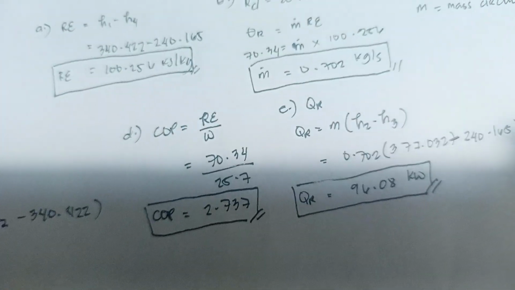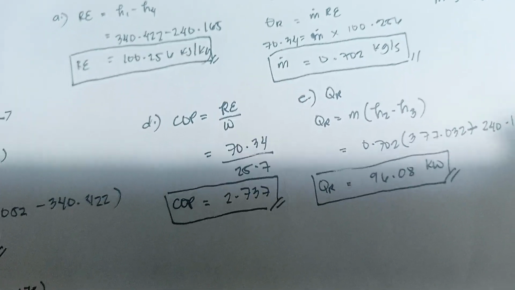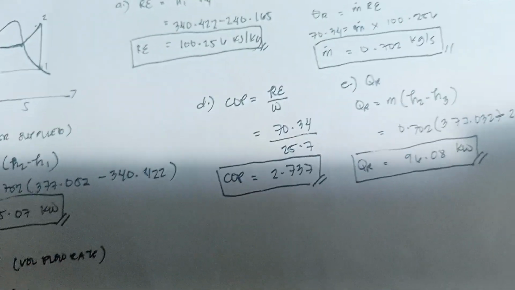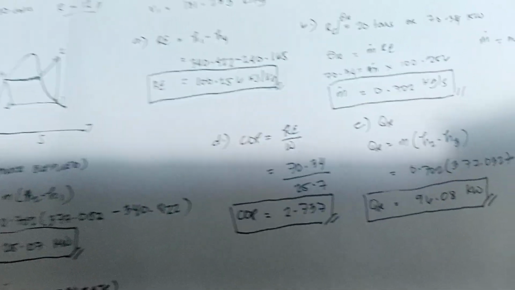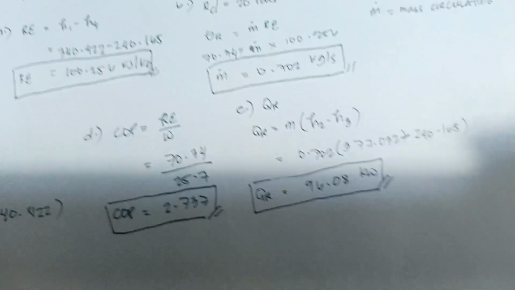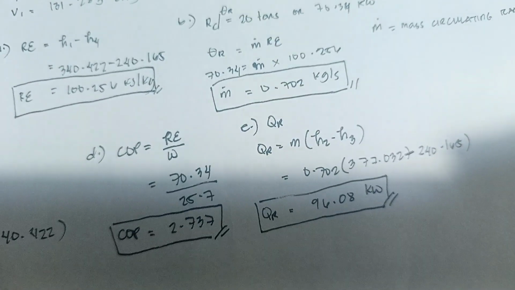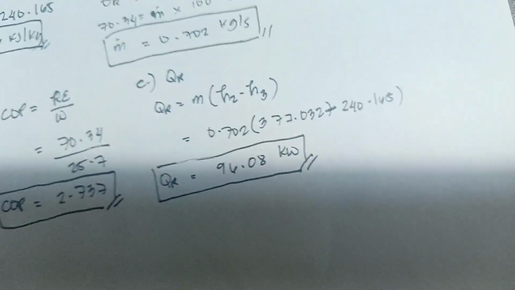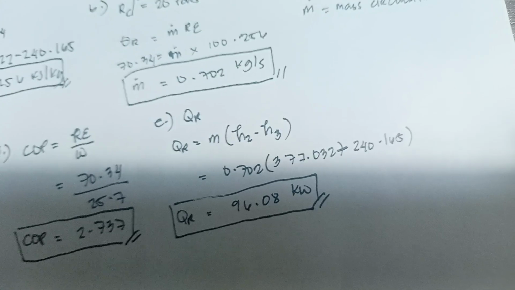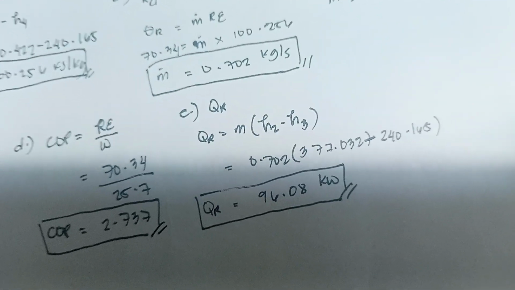For letter D, we are going to solve for the COP, so refrigerating effect over the work. So direct substitution, we have 70.34 over 25.7. Then for our QR, or the heat rejected, we have mass times H2 minus H3. Then direct substitution, we have the heat rejected is equal to 96.08 kilowatts.